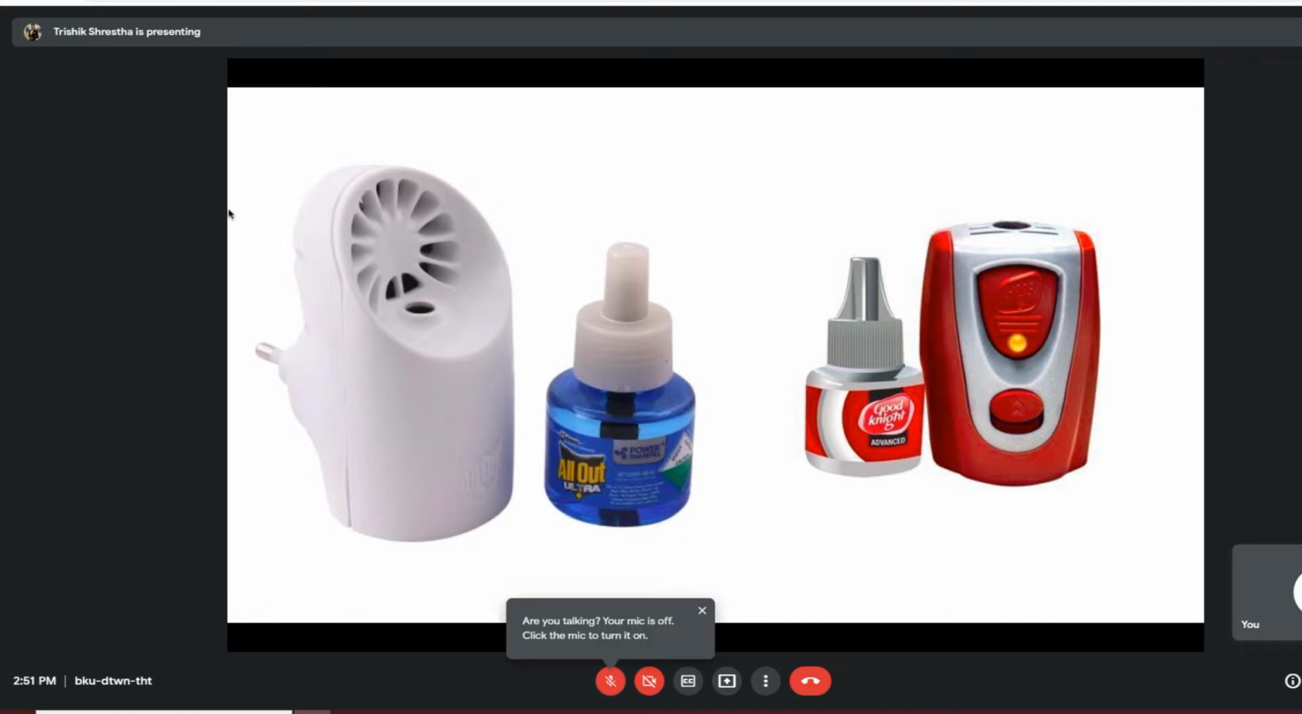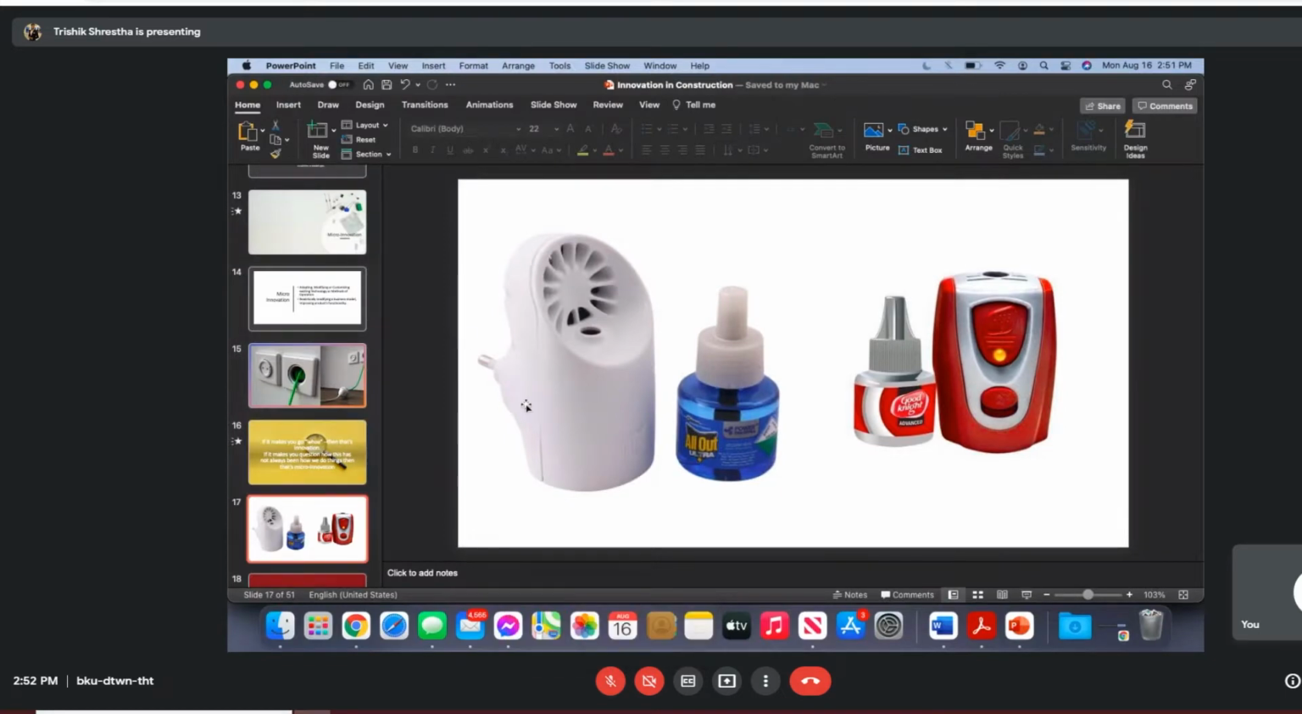There's a very distinct difference between the two. If you don't have this in your home, it might be confusing to you, but based on the design of this product, you already know what that difference is. Can someone please tell me what that difference is? You can unmute your microphones and tell me the answer. How is this product superior to this product? It does the same work.